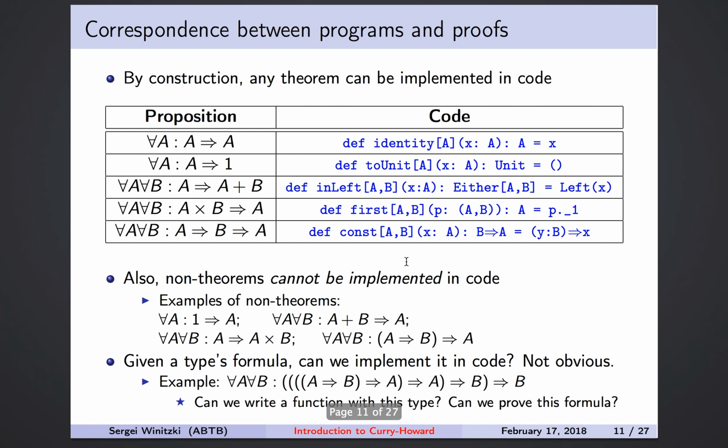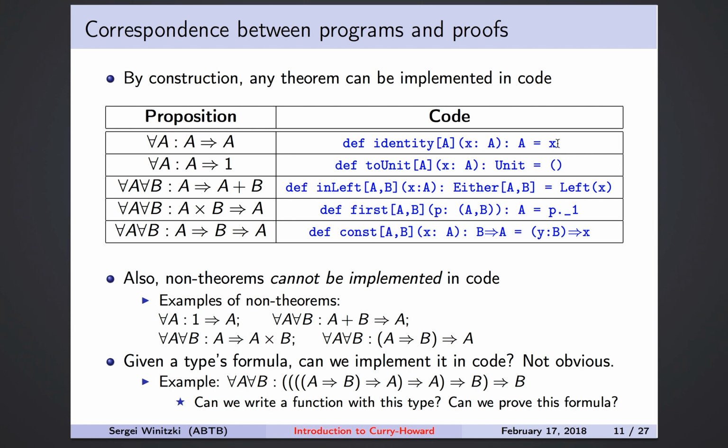So let us see what we have achieved. Basically any theorem of logic, that is, any statement that can be derived in the logic, corresponds to some code that we have written. So here are some examples. This is a theorem of logic. For all A, if A is true, then A is true. Maybe not a very interesting theorem, but this is just a simple example.